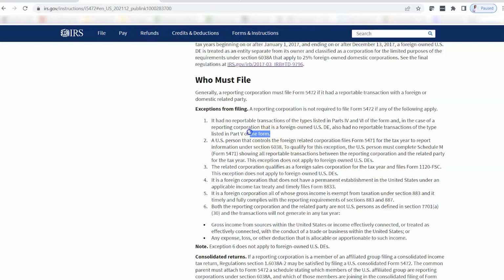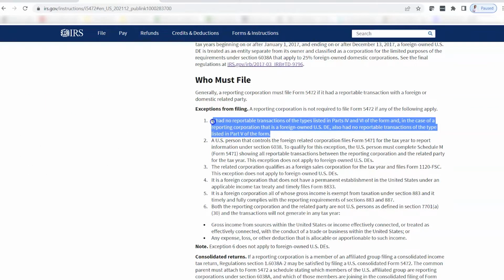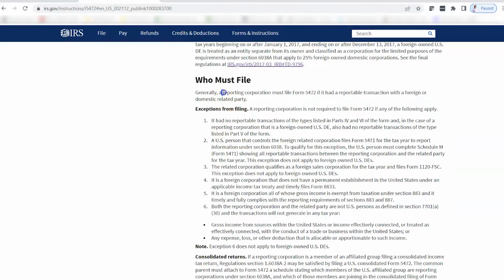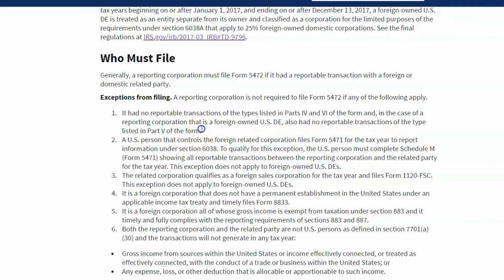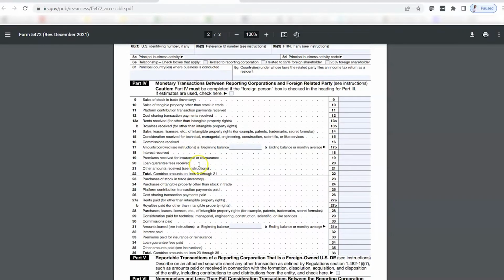So most people would want to find an exception that takes them out of this reporting requirement. So you could be a reporting corporation, but you will not be required to file Form 5472 if you have no reportable transaction. The first exception here talks about you not being required to file these forms if you are a reporting corporation and where you do not have the type of transactions listed in Part IV and VI. So let's go here and look at Part IV and VI.